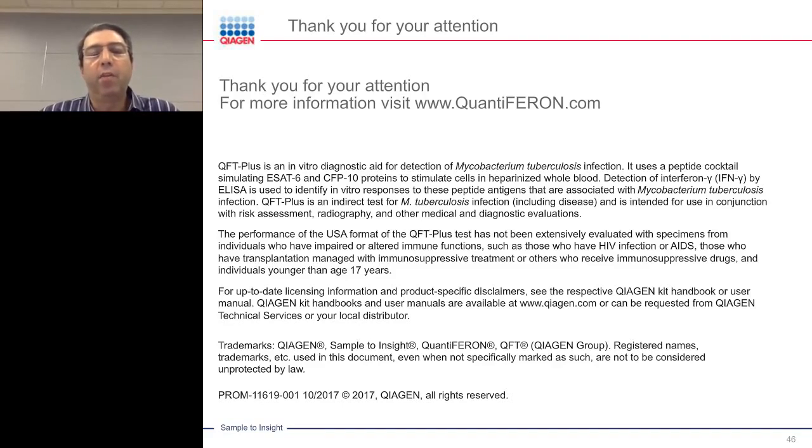So really trying to keep that specificity as high as possible will reduce the burden on people in terms of understanding what to do with these individuals and really helping them to target treatment appropriately.